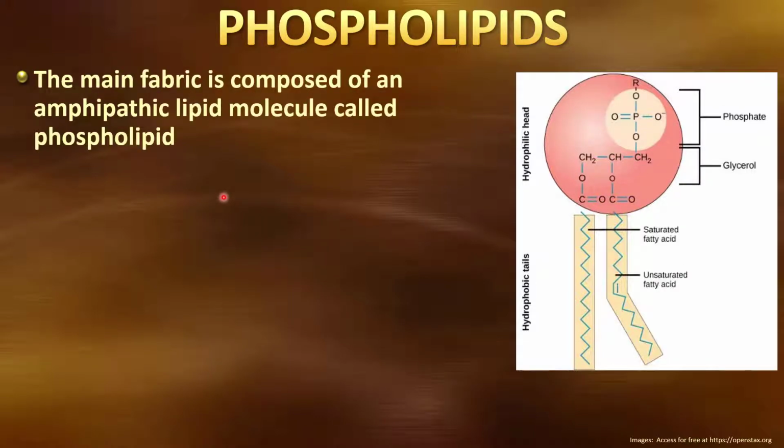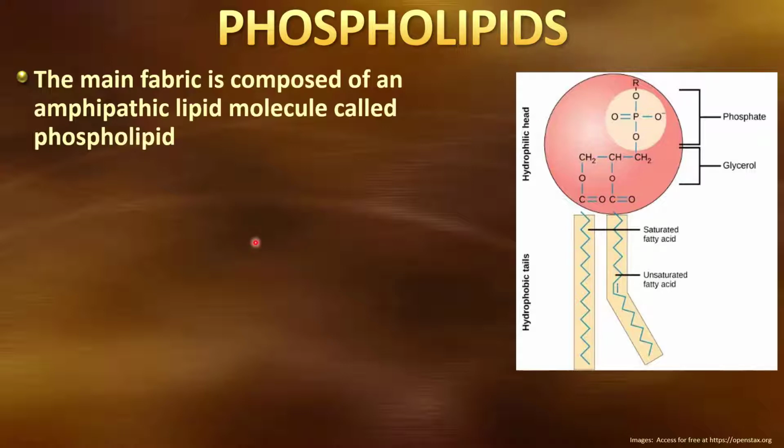Phospholipids are what we refer to as amphipathic. That means that they have part of the molecule that loves water and part of the molecule that does not love water. So we have a hydrophilic portion, which is this head, and then we have a hydrophobic portion, which are these tails.